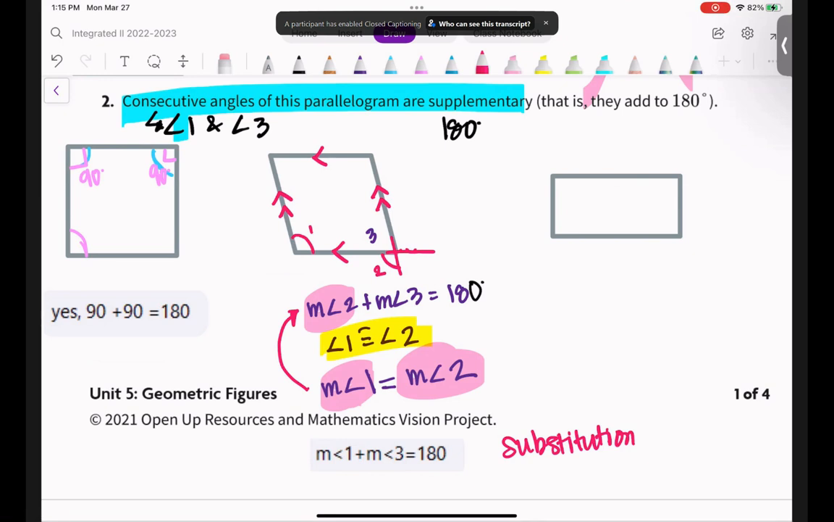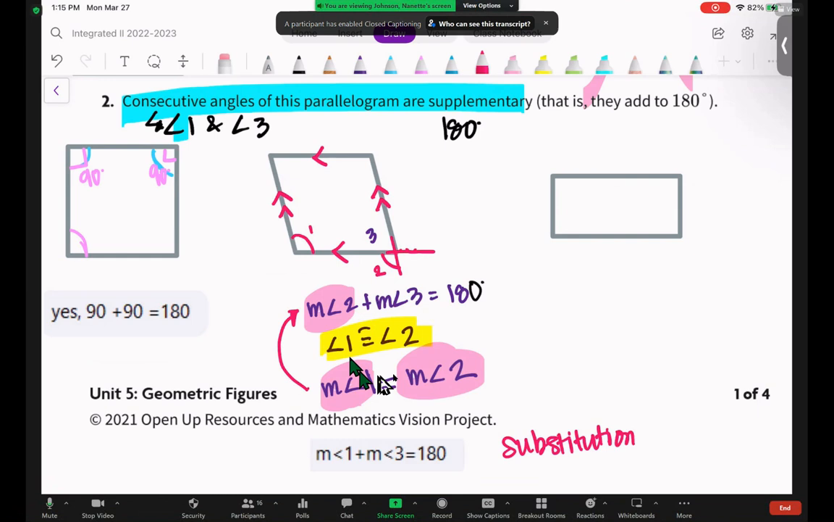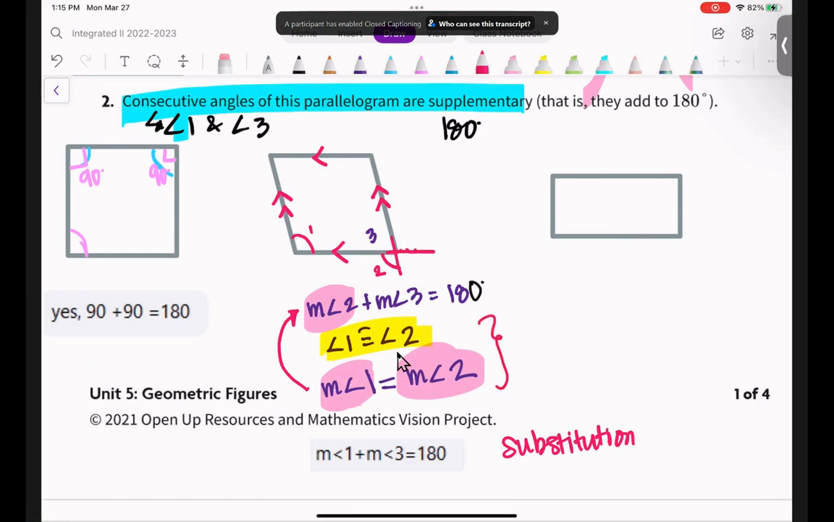That's substitution. How come we can write measure of angle 1 equals measure of angle 2? I'll condense these for now. Later on, we'll separate them out. What was the reasoning behind angle 1 and angle 2 being congruent? Scroll back in the chat. Very good. AIA theorem. Very good.